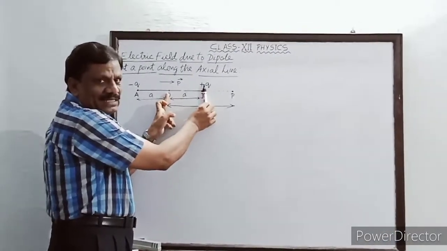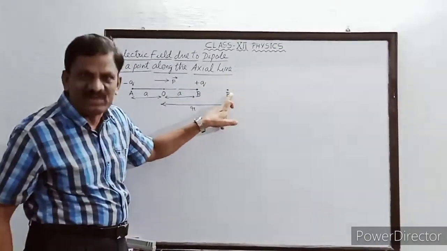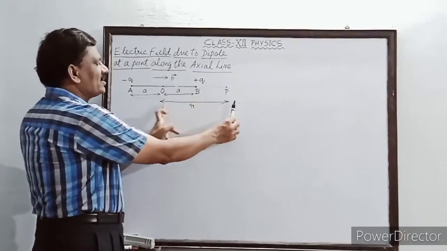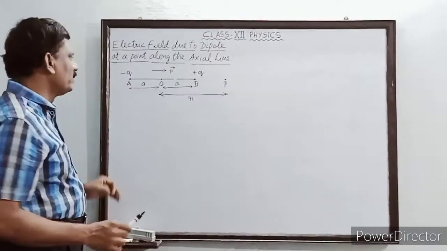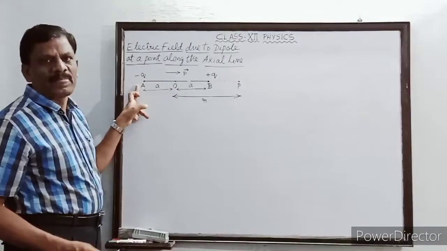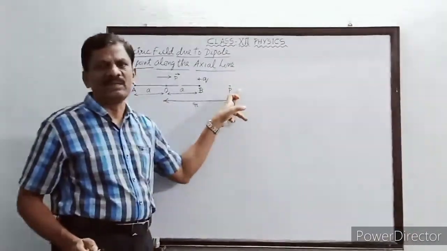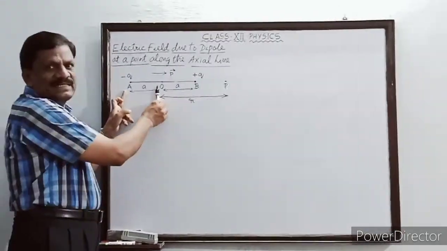So what must be the distance of the positive charge plus q from the point P? You have to understand that it is r minus a. Similarly, now try to understand where the location of the negative charge is. It is at A. So what is the distance of this negative charge minus q from the point P? This must be equal to r plus a.